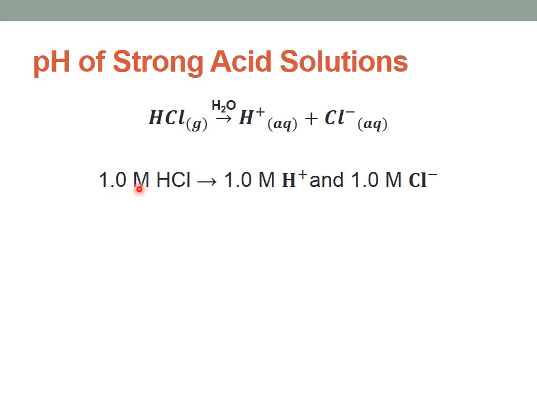So if it's 1 molar hydrochloric acid, that means I have 1 mole of hydrochloric acid in 1 liter of solution. So that means if it's in a 1-to-1 ratio, I also have 1 mole of hydrogen ions in 1 liter of solution. So my molarity is 1.0 molar hydrogen ions. The molarity of the chloride ions will also be 1.0 molar. Knowing that now, I have my hydrogen ion concentration. I could go ahead now and calculate the pH. Take the negative log of the hydrogen ion concentration. And here we'll see that the pH is 0.